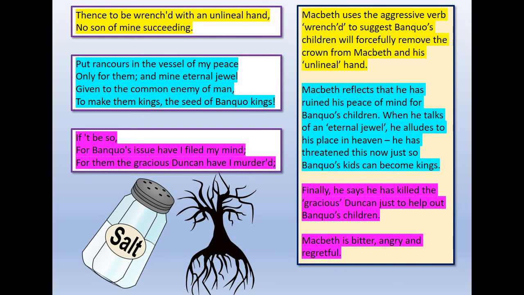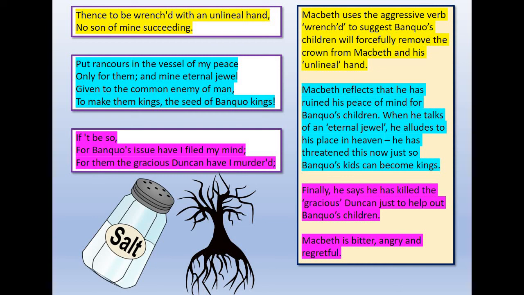So the eternal jewel could be representing his place in heaven, but the eternal jewel could also be a reference to his soul. He tainted and damaged his soul, both meaning the same thing. He's cut off his religious connection. He's cut off his connection to God. Okay, and given to the enemy of the common man. The enemy of the common man is the devil. He's referencing the idea there that he's destined for hell. Okay, and he has done all of this, and all the pain and suffering he's caused himself is just going to be so that Banquo's children can become kings.